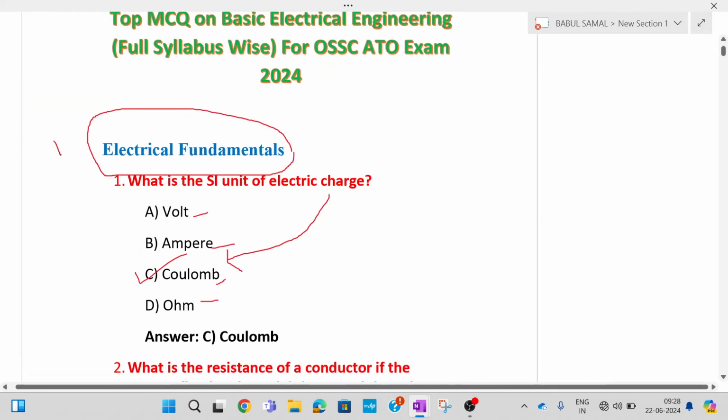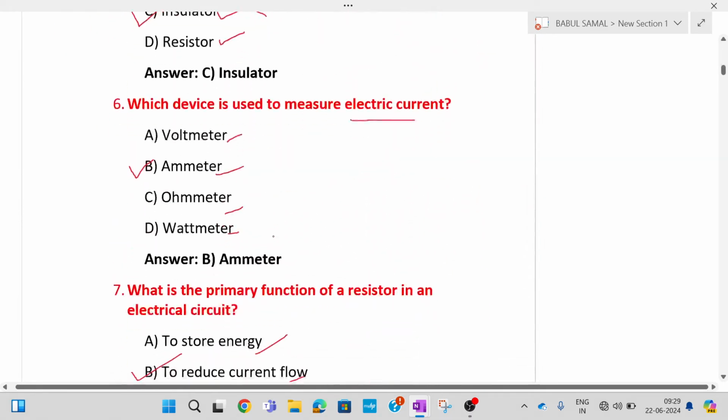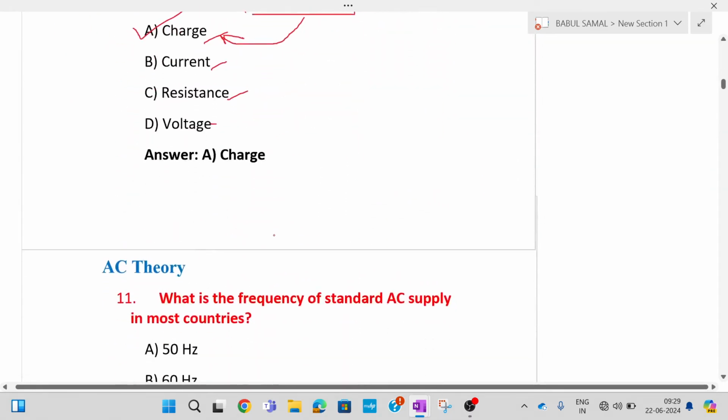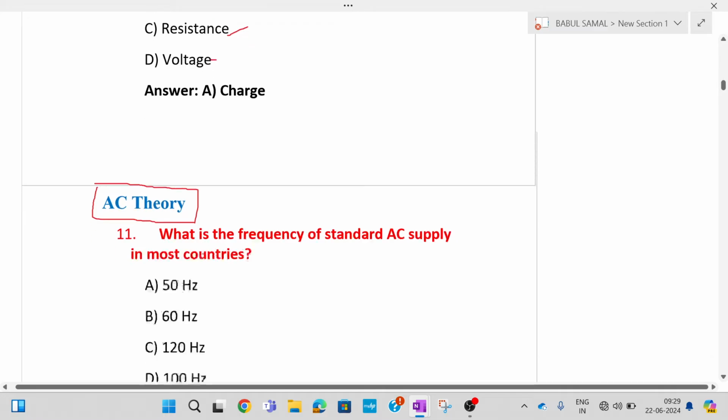As I told you, we have taken the whole syllabus of basic electrical engineering. First, we have discussed electrical fundamentals. Now we are going to discuss top MCQs on AC theory. AC means alternating current. So let's start with the first question.